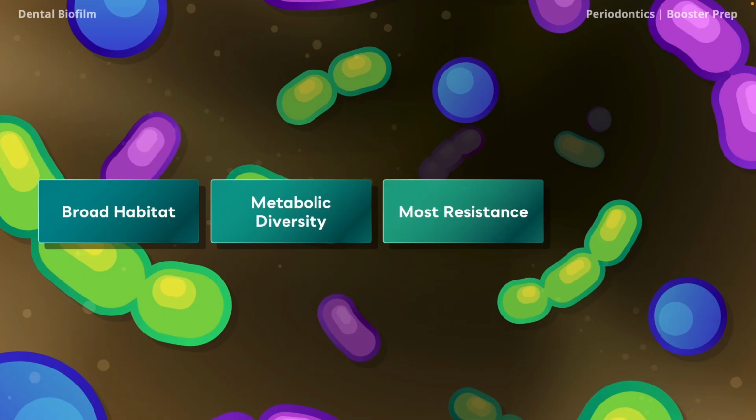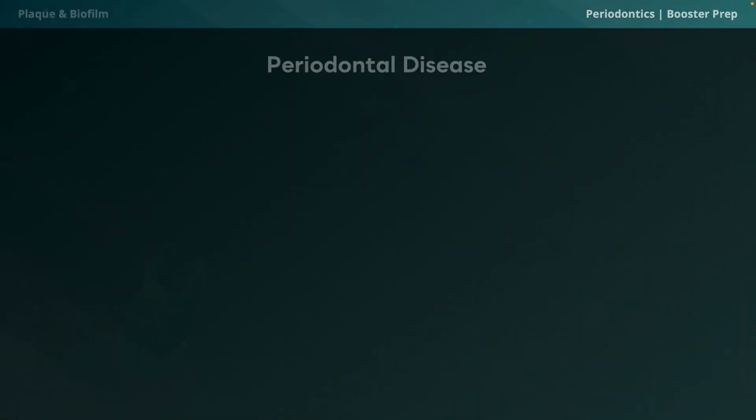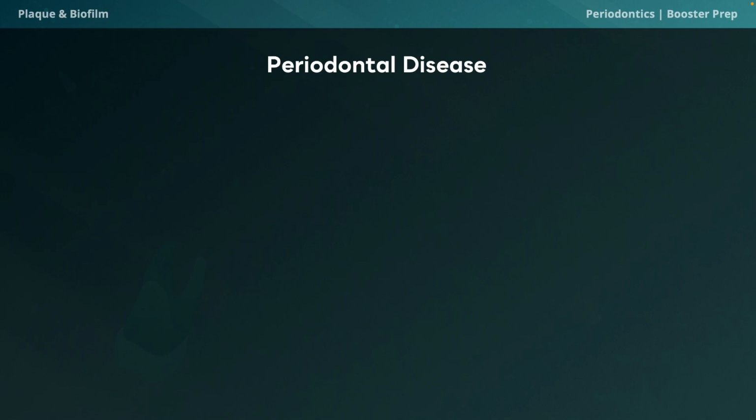The last thing I want you to know is that there's increased pathogenicity with biofilms. Biofilms lead to chronic infections like periodontitis and cavities. That's because they boost the production of harmful toxins, acids, and proteases that can damage the surrounding tissues. Biofilms are the main cause of periodontal disease and how our immune system reacts to that.